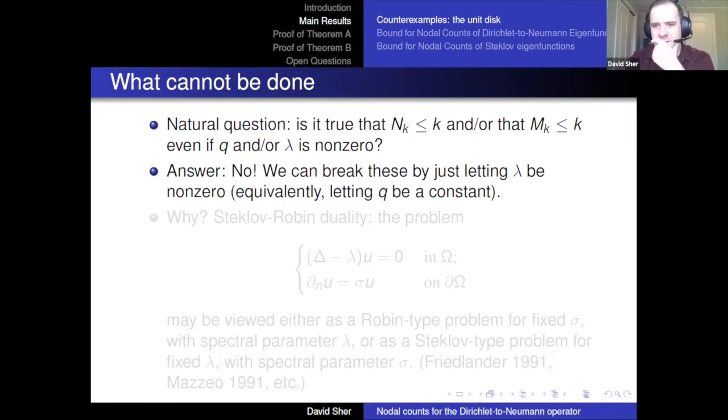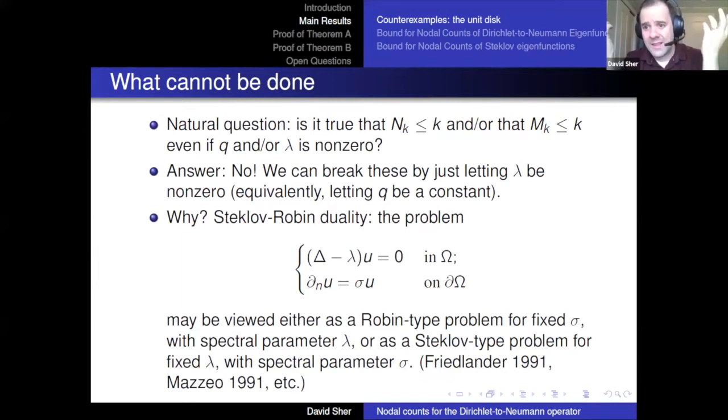The reason for this is there's a very elementary counterexample taking advantage of this idea of Steklov-Robin duality. So consider the following problem. I want to take a function which satisfies delta u equals lambda u in the interior, and for which the normal derivative is sigma times the Dirichlet value of the function on the boundary. You can think of this problem in 2 different ways. If you fix sigma, then it's a Robin eigenvalue problem, and lambda is your spectral parameter. However, if you fix lambda, then it's a Steklov type problem with sigma as a spectral parameter.